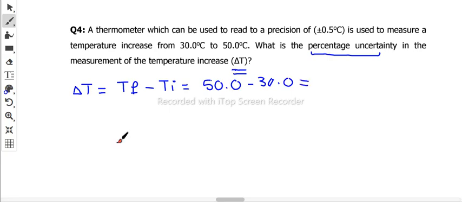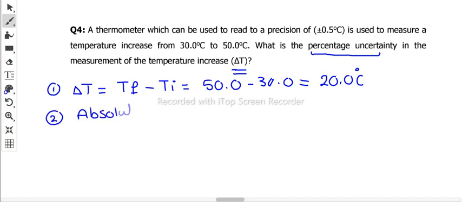And my final answer is 20 degrees. Now, in order to determine the percentage uncertainty, we need to take the absolute of the delta, and after that go through the percentage. So the first step is to find the absolute uncertainty.